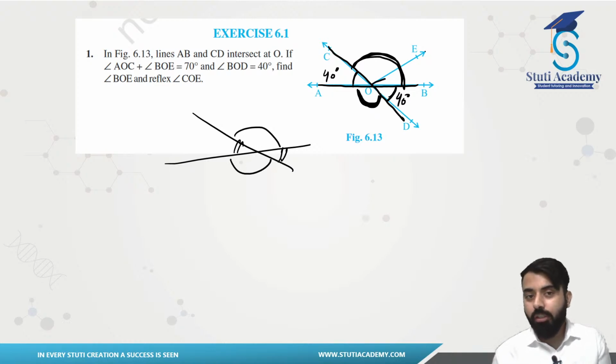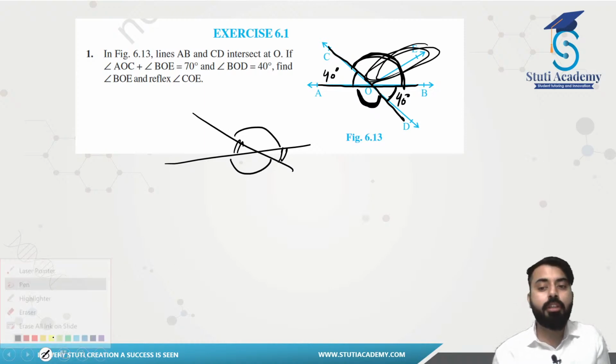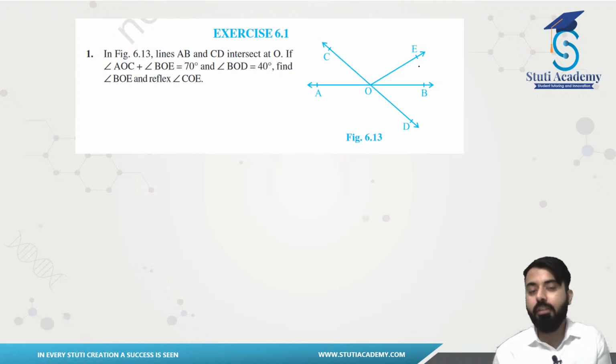That does not matter. We are going to ignore this line for a second. We are going to ignore this ray OE as a ray. Then we can see we have an X kind of thing, so we can use vertically opposite angles also. So similarly, we can do that one. I will be doing both methods. Whichever you find easier, you can use that method.